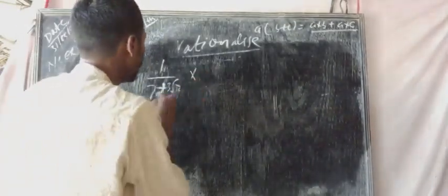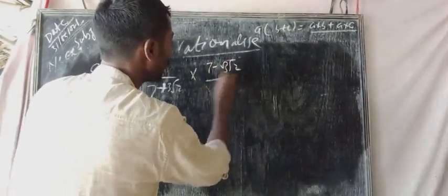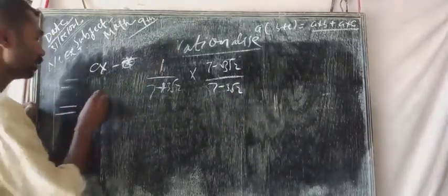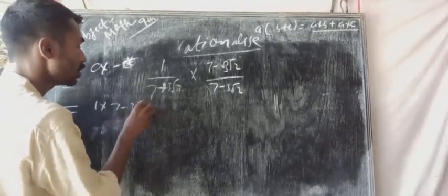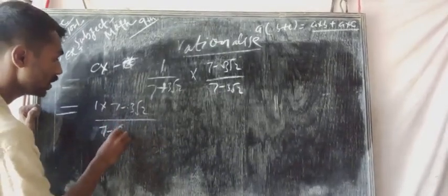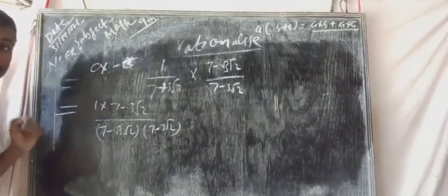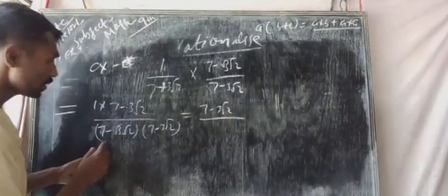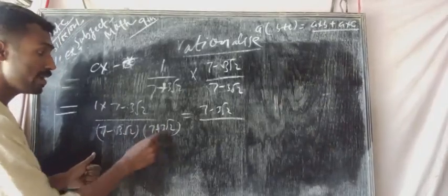That means 1 by 7 plus 3 root 2 is multiplied by 7 minus 3 root 2 by 7 minus 3 root 2. Then it will be equal to 1 into 7 minus 3 root 2 by, this can be written as 7 minus 3 root 2 and 7 minus 3 root 2. Now the denominator is a square minus b square, that means a minus b and a plus b.